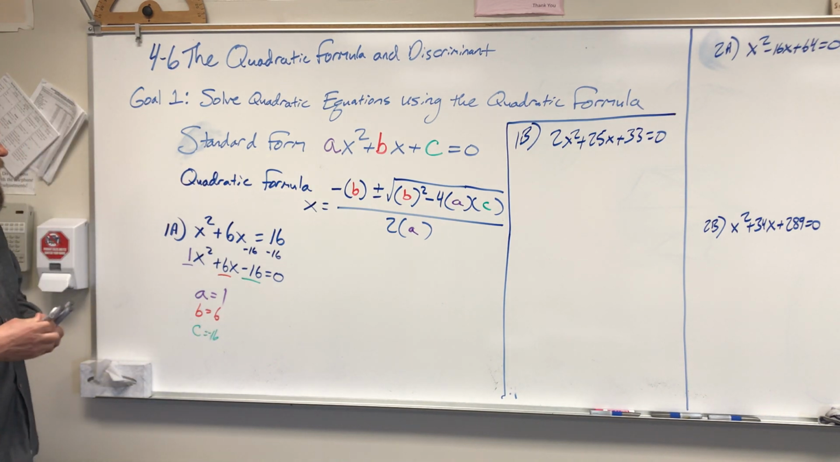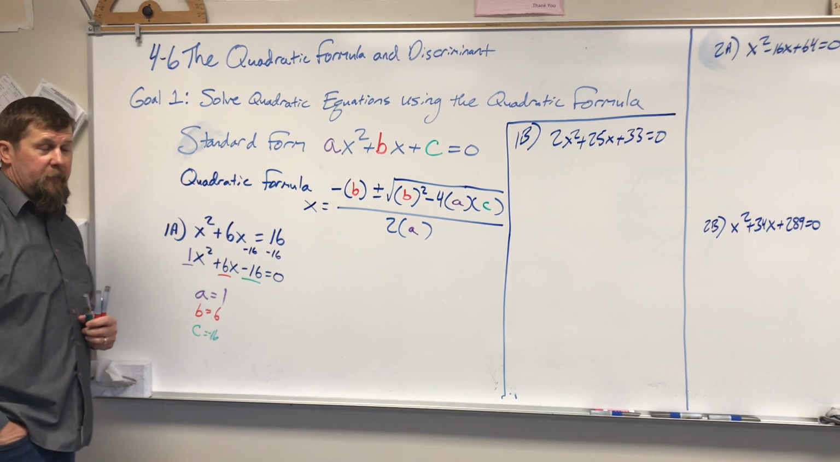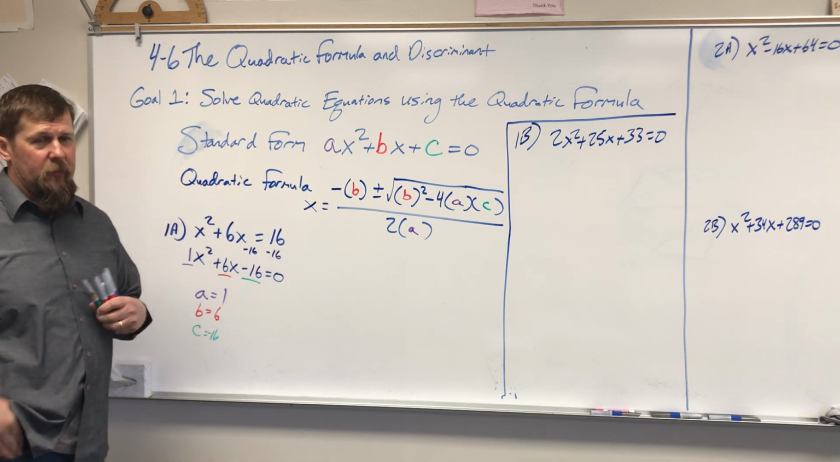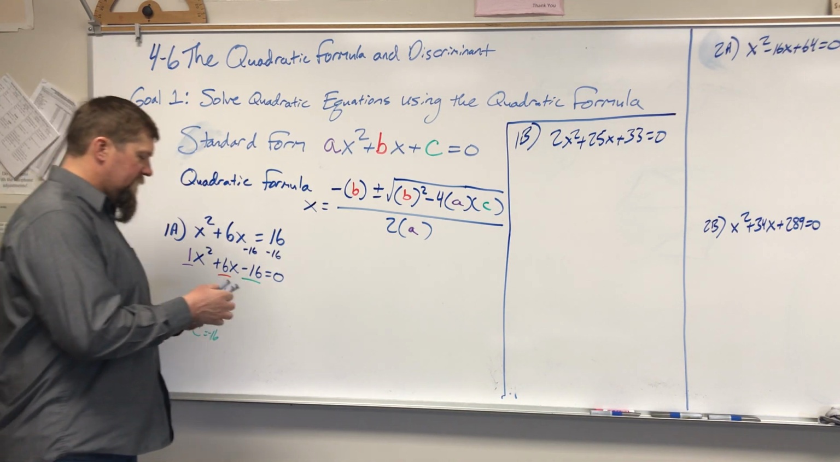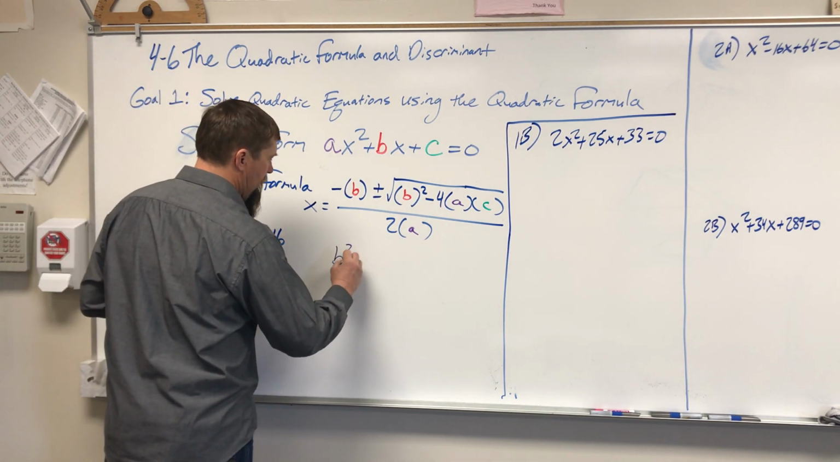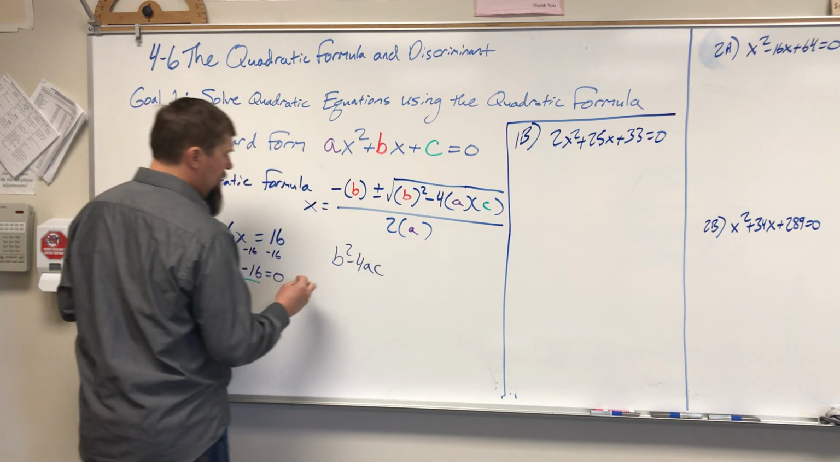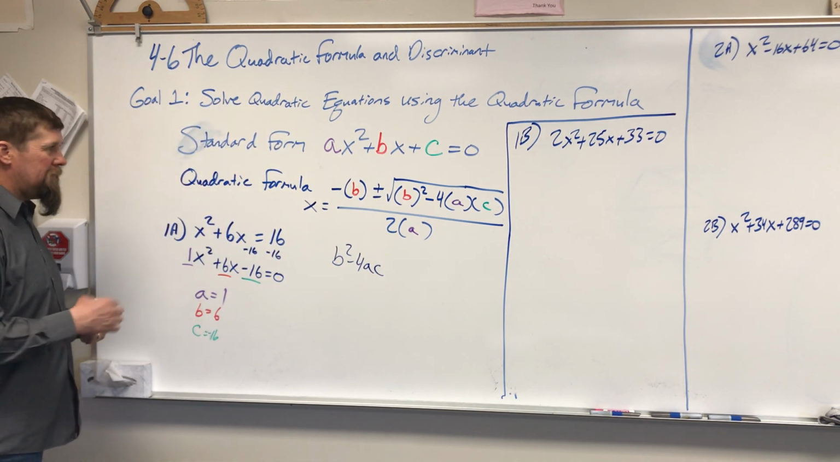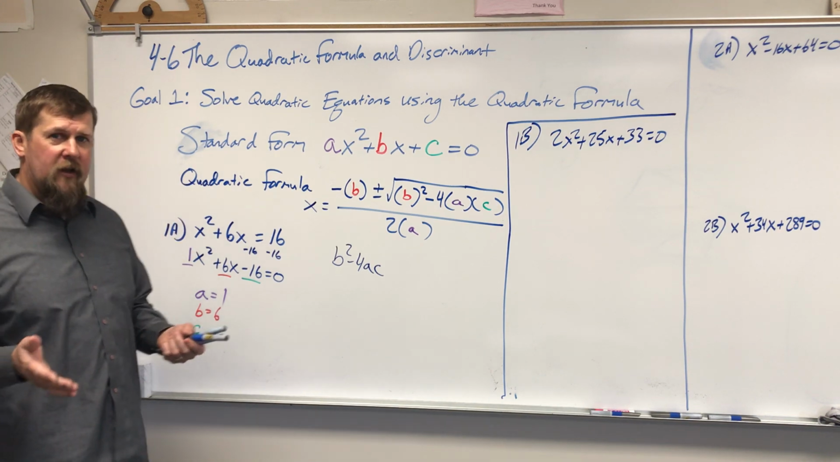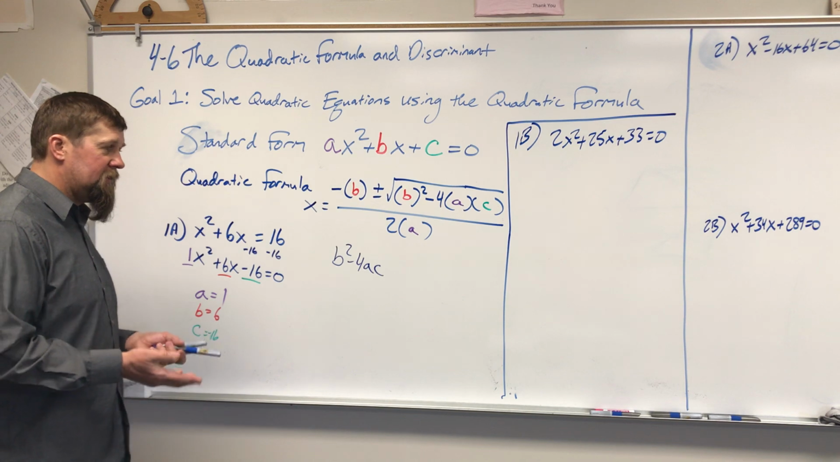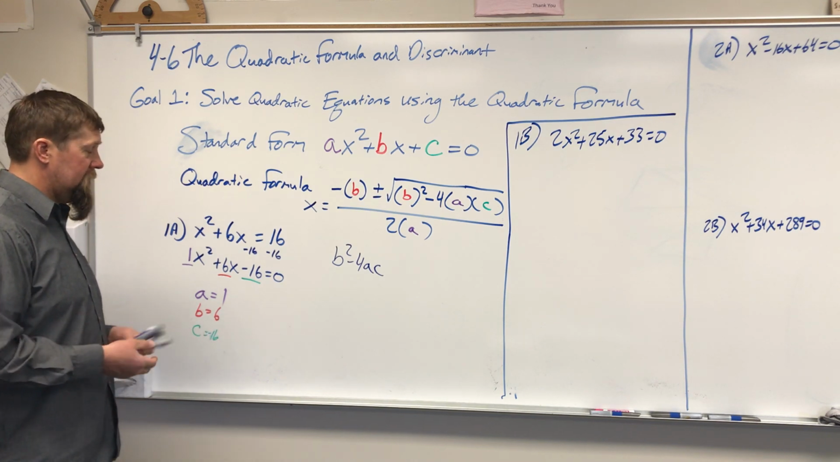Now, when using the quadratic formula, I'm going to use what we call the discriminant first. Now, I'm going to introduce you to the discriminant. But the discriminant is basically b squared minus 4ac. Figure that out first, then plug it back in. You'll find yourself making less mistakes if you do that. Very important you get the discriminant correct in this.